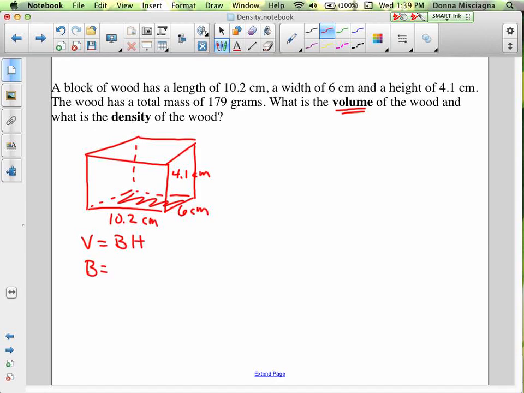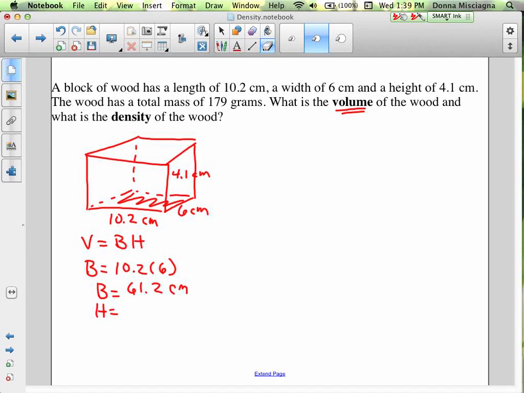How do I find the area of the base? Anybody at the yellow table? Right, so that's going to give us 60 and then 1.2. So 61.2. And that was centimeters squared. Oh, I'm sorry, yes, I'm thinking ahead to volume. Thank you.